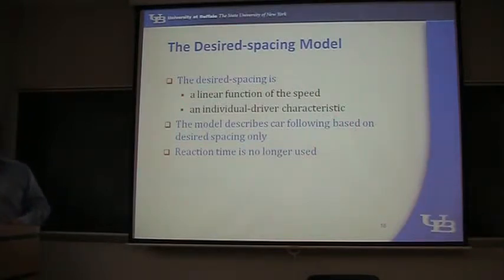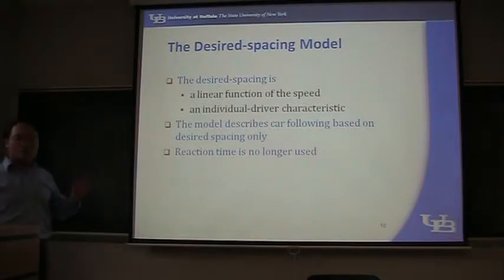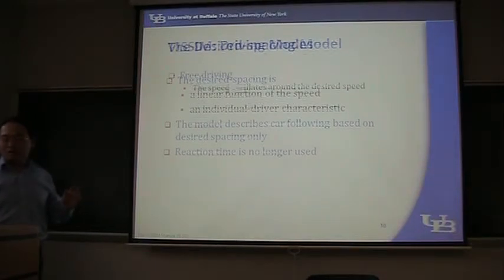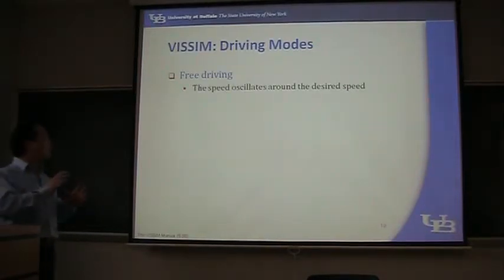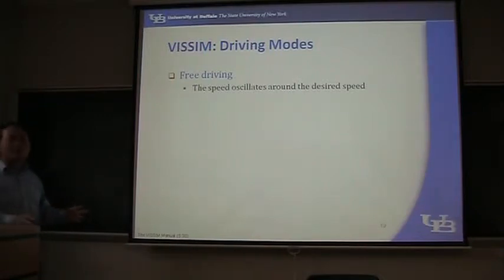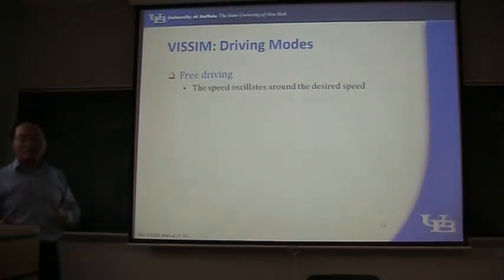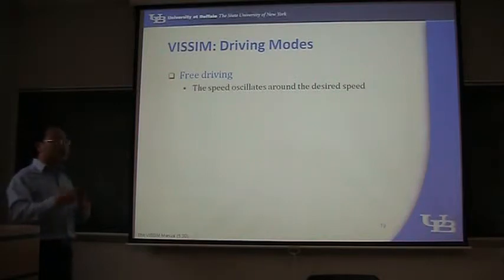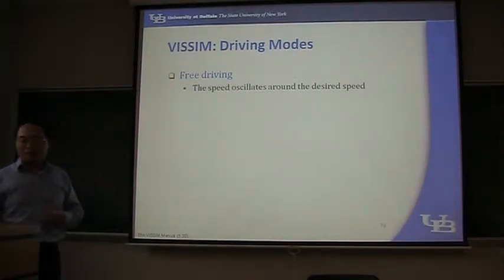Okay, I have introduced 6 types of car-following models. Now let's go to the application part. Let's take a look at VISSIM, Paramics, and AIMSUN and see what kind of models they are using. The first topic is VISSIM.